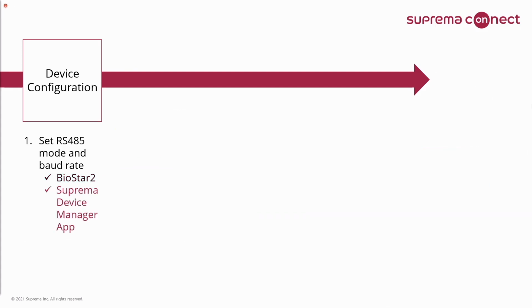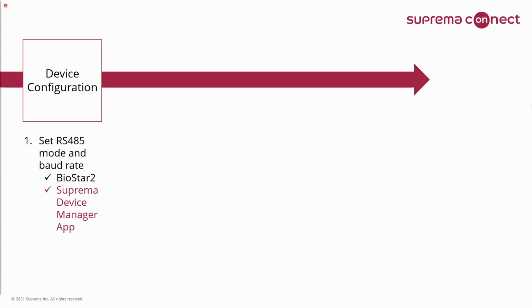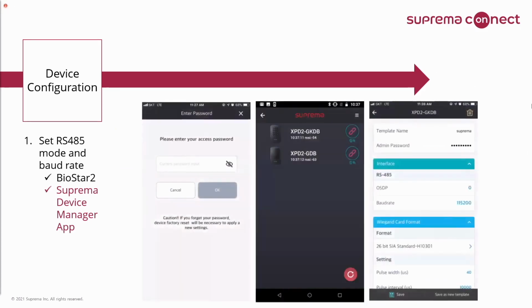For the D2 series that do not support TCP, you can easily configure the device through the Suprema Device Manager app. For security reasons, the connection between the mobile app and the device is set up with a password first. If the password is correct, then you can use the device's RS485 network setting.